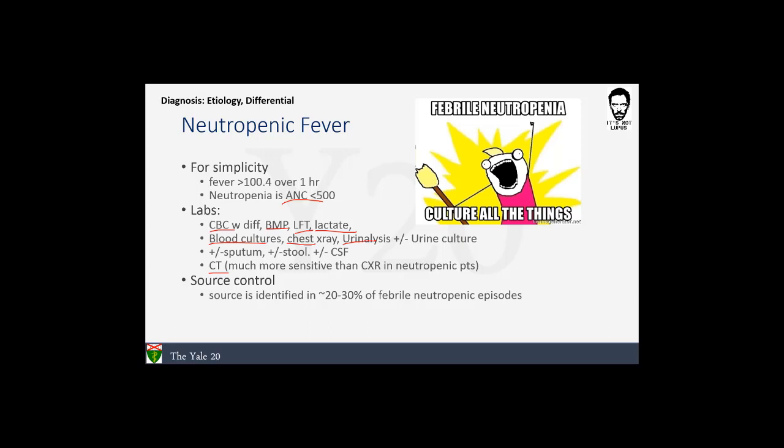Source control, like I said, is the most important thing. Unfortunately, we only find out the source in 20 to 30% of febrile neutropenic episodes. 80% that's unidentified, we think it's probably just from the patient's endogenous flora. And so nothing grows, and we just go with empiric treatment.